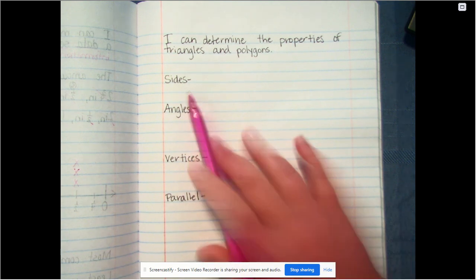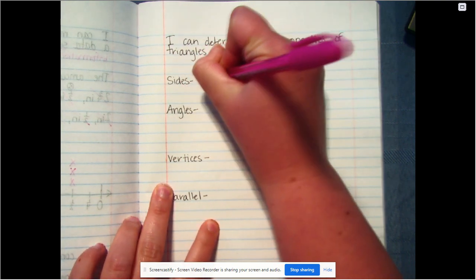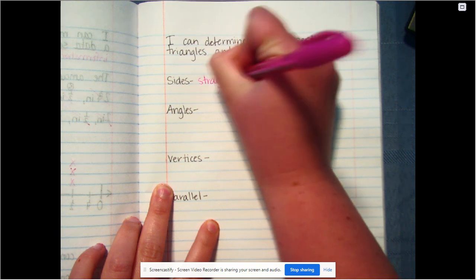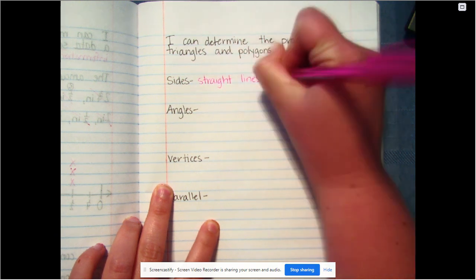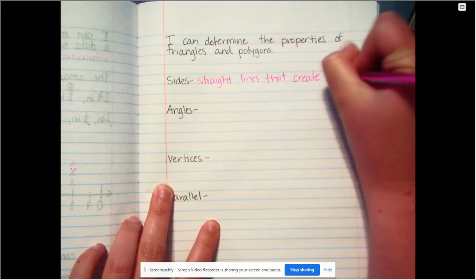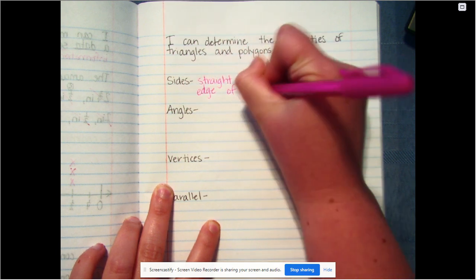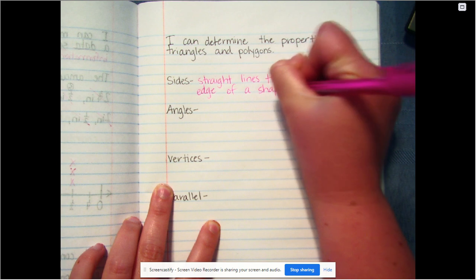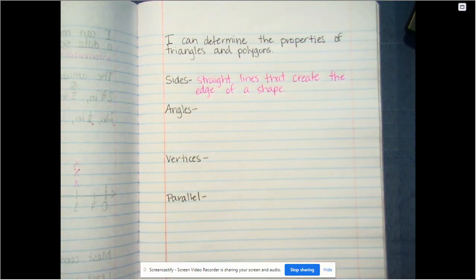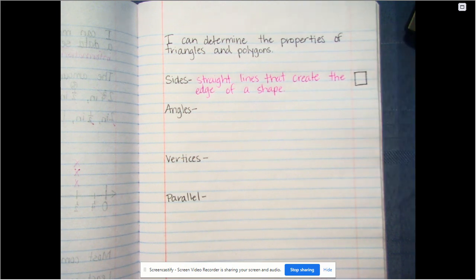So we can talk about sides. So sides are the straight lines that create the edge of a shape. So for example, if I was showing you this shape, you would say it has 4 sides.